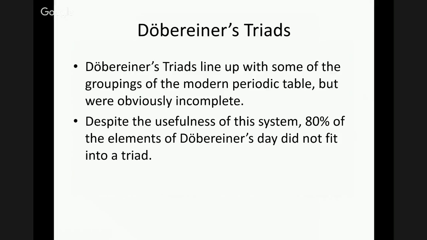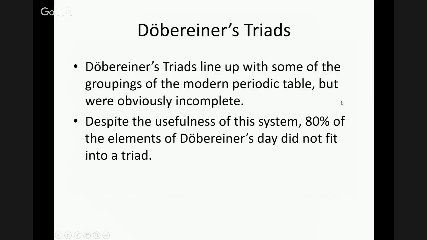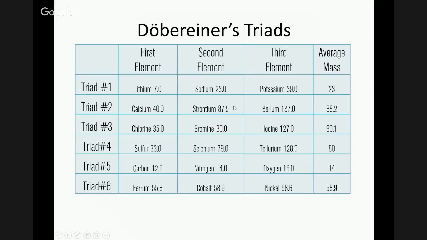Döbereiner's triads are actually a good start. His triads line up with some of the groupings of the modern periodic table, but they're obviously not perfect. They're not complete. Despite the usefulness of this system, one of the things to keep in mind is that these atoms are all that's in it. So 80% of the elements, even of Döbereiner's day, didn't fit into one of these groups.